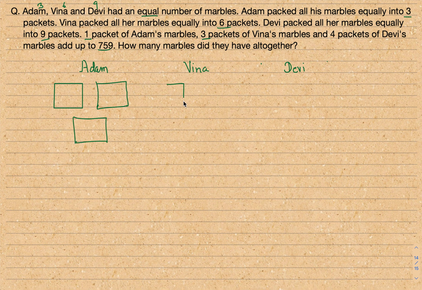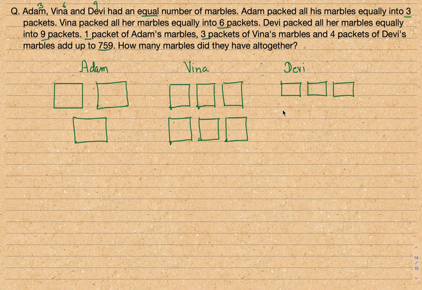Then Veena has 6, right? So we can say these are the 6 packets for Veena. 1, 2, 3, 4, 5 and 6. And how about Devi? She has divided her marbles equally into 9, so they should be pretty small ones. 1, 2, 3, 4, 5, 6, 7, 8, 9. So this is how it will look, right?